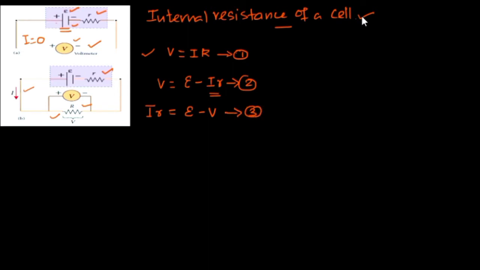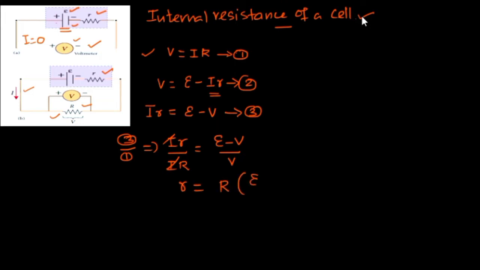Now when you divide equation 3 by 1, it will give you I into r divided by I into capital R is equal to epsilon minus V divided by V. So I is getting cancelled, therefore the internal resistance r is equal to R into (epsilon minus V) divided by V. So from the values of R, epsilon and V, you can calculate the internal resistance of the cell. So it is very simple.